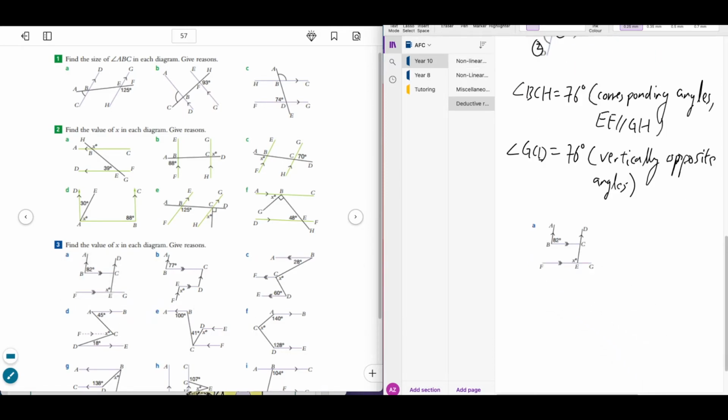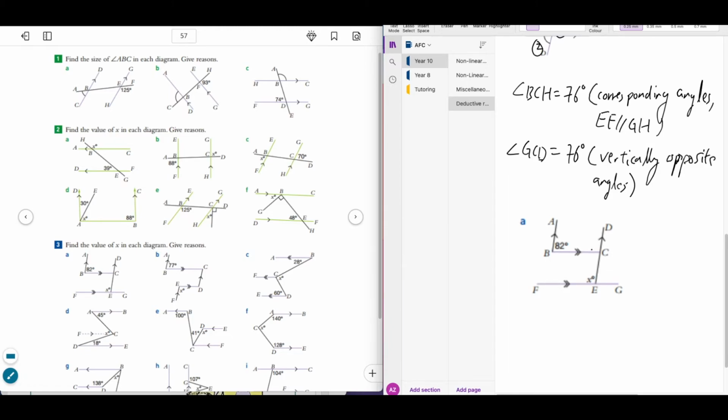So I'll make it a bit bigger. All right. So how would we do this? Now, it says find the value of x in each diagram, give reasons. So we need to work out x, and how are we going to do that?